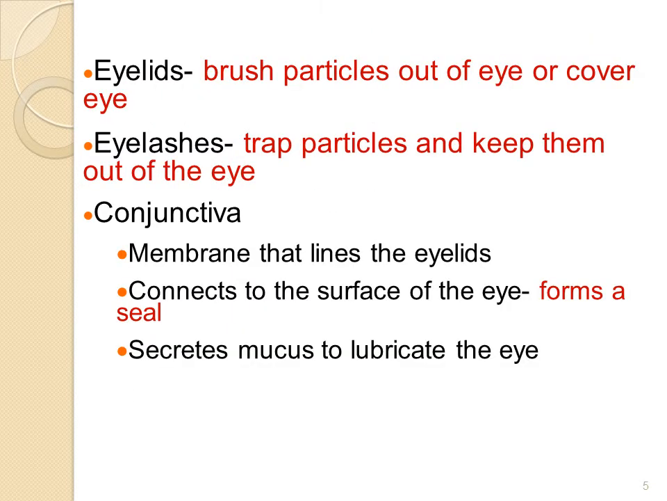Now, the eyelids are responsible for brushing particles off the eye, covering the eye, and trapping particles to keep them out of the eye. The conjunctiva is a membrane that lines the eyelids and connects to the surface of the eye, forming a seal. What is its function? It is responsible for secreting mucus to lubricate the eye.